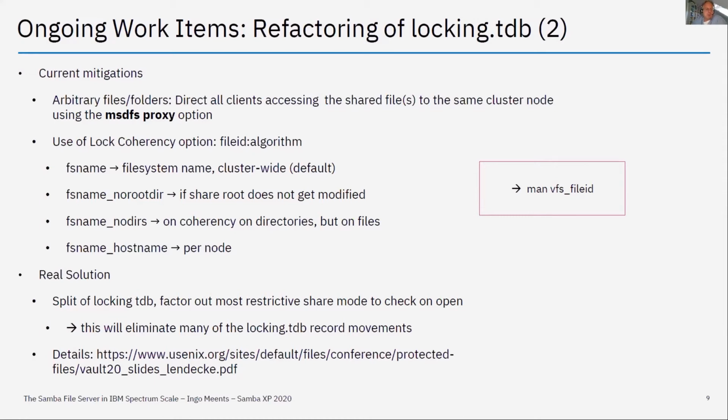For certain workloads, for example in the media industry, where there are workload engines that control who is accessing which files, it might also be possible to use the no dirs option. That means no coherency on directories, or to do the coherency per node. But that, of course, requires certain precautions.